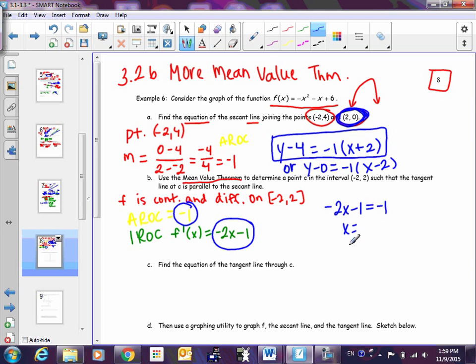What'd you guys get for x? 0. Now, it's probably best if we go ahead and say c equals 0 because they used c. If you left it as x equals 0, you're not losing points on that. That's okay. All the meaning and intent is still there.